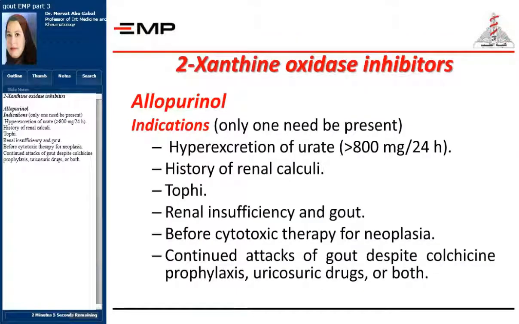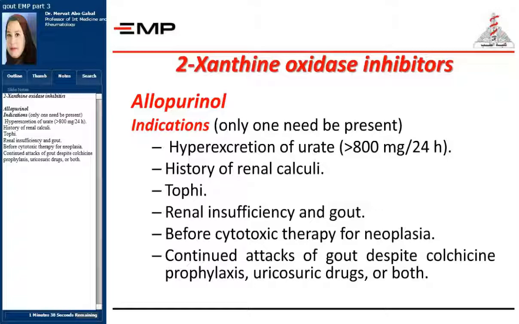The second group of urate-lowering drugs are xanthine oxidase inhibitors. The first one is allopurinol, which is indicated in almost all conditions. If there is hyperexcretion of urate, if there is history of renal calculi, presence of gouty tophi, even in presence of renal insufficiency, and before cytotoxic therapy for neoplasia, and after failure of colchicine prophylaxis and uricosuric drugs.